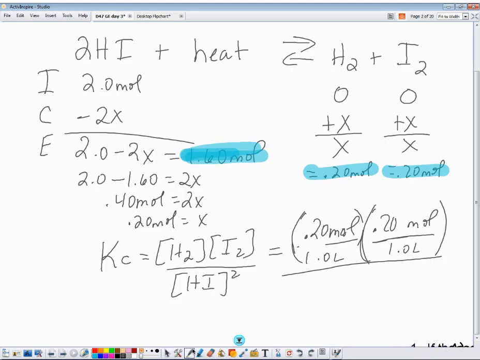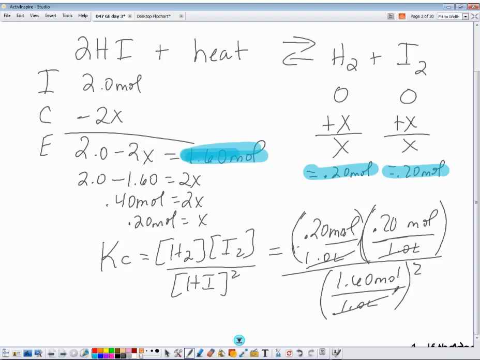Okay. Divided by 1.6 moles over 1 liter squared. Now, what's going to happen to my volume? Going to cancel out because I'm going to have 1 liter on the top squared and 1 liter on the bottom squared. So technically, no matter what the volume is, it's going to go away. Which means changing volume doesn't affect the equilibrium here. Since the volume cancels out, changing the volume does not affect the equilibrium because it'll cancel out anyway.